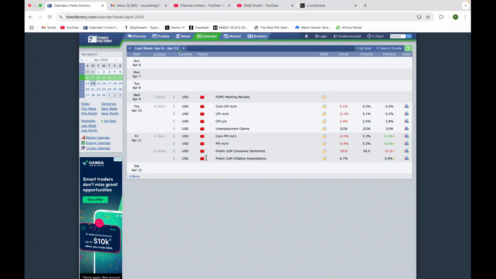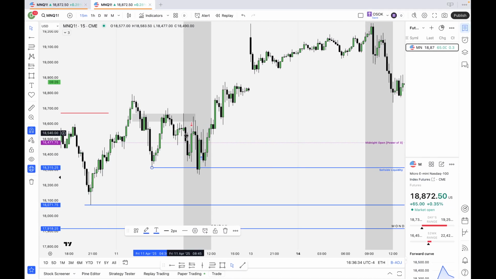8:30 PPI and 10 o'clock consumer sentiment. So at 8:30 begins my hunt, and right here we tag that hourly internal, we shift structure to the downside, and make another model 2022 short. Here I took my entry at 9:30 when we bumped up into this premium fair value gap.